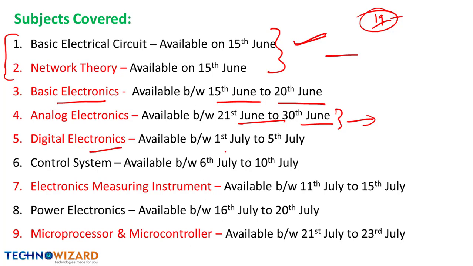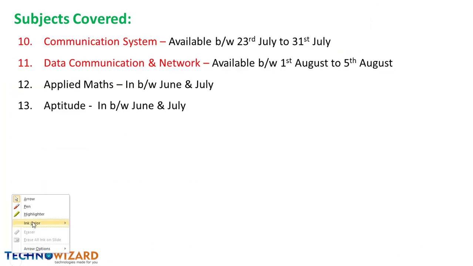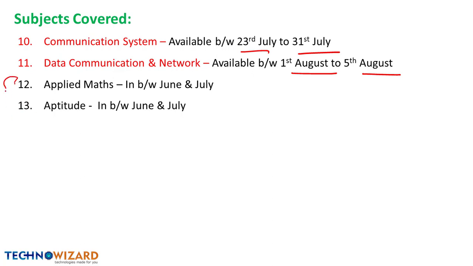Now digital electronics from 1st July to 5th July, control system from 6th July to 10th July, EMI or electronic measuring instruments available between 11th July and 15th July, power electronics 16th July to 20th July, microprocessor 21st to 23rd July, and after that communication system will be available between 23rd July and 31st July, and data communication network will be available between 1st August and 5th August. These 2 subjects, applied maths and aptitude, will be provided to you between June and July only.